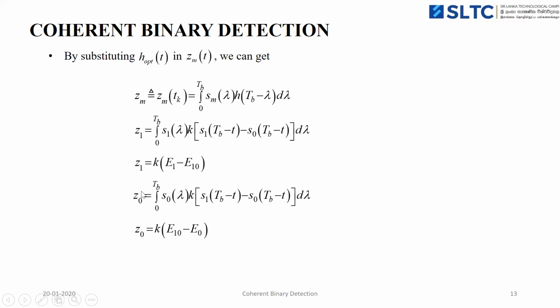Similarly, we can find the energy for binary bit 0, Z0. Here we only change this term: for binary bit 1 S1, for binary bit 0 S0. Then we multiply with the filter coefficient. So S0 S1 gives E1 0, and S0 S0, S0 squared, gives E0. So we are getting the value of the energy for Z1 and the energy for Z0.